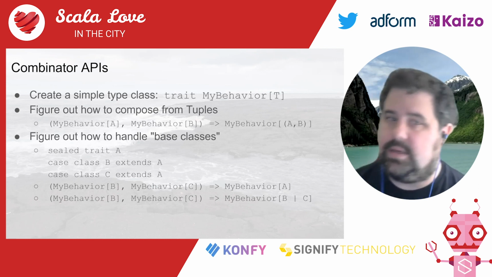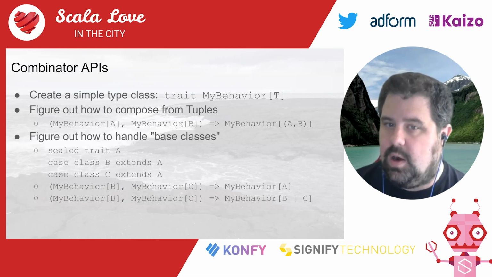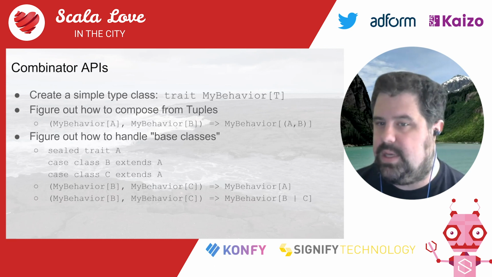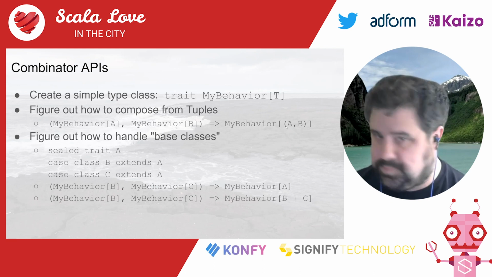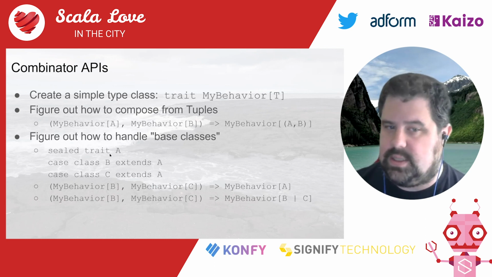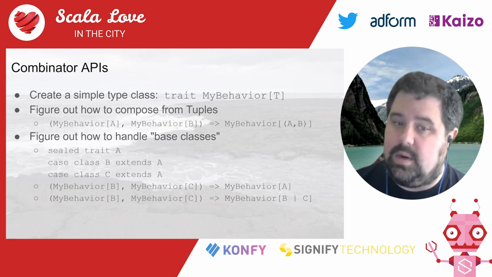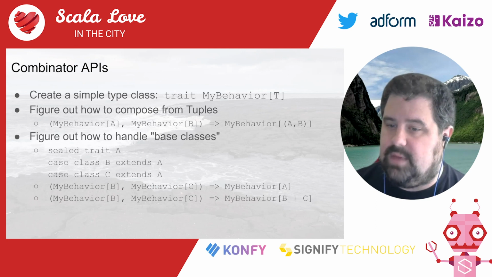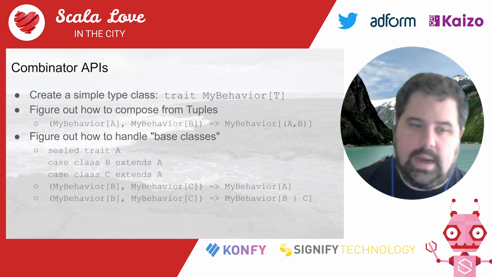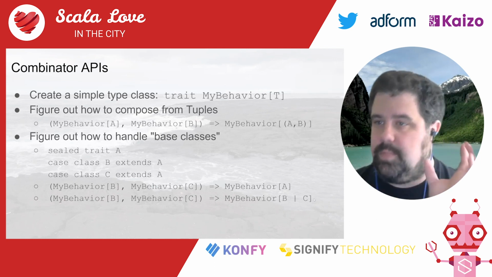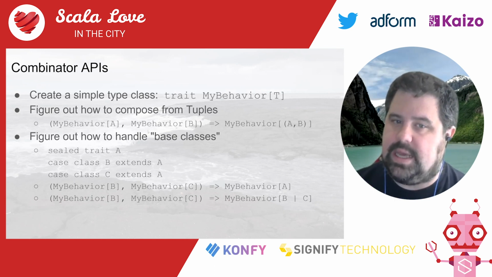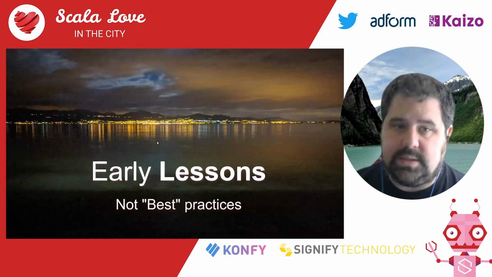Anyway, the key is you need a way to compose yourself from tuples, or if you want, product types. So I need a way of taking my MyBehavior A, my MyBehavior B, and getting a MyBehavior of A and B. I need to figure out how to handle my base classes. So if I have a sealed trait A, case class B extends A, case class C extends A, I need a way to take B and C and create MyBehavior of A. Or if you're cool Scala-y, you can say B or C. Fun, right? But I need this way of composing my things together, and then I can start doing type class derivation. Not every type class can automatically do this, so it only applies to some.